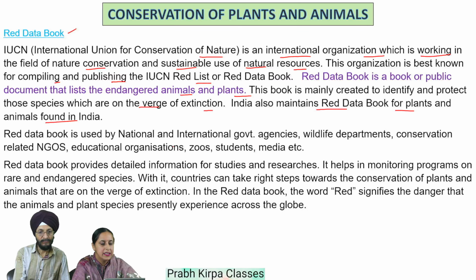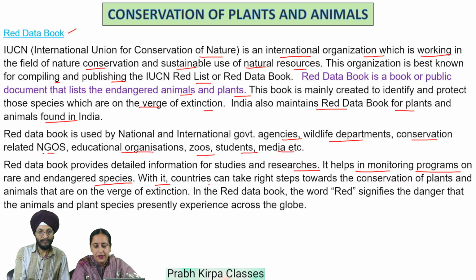Red Data Book is used by national and international government agencies, wildlife departments, conservation-related NGOs, educational organizations, zoos, students, media, etc. Red Data Book provides detailed information for studies and researches. It helps in monitoring programs on rare and endangered species.